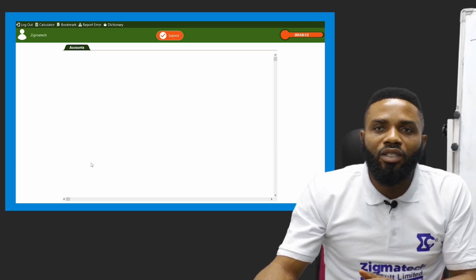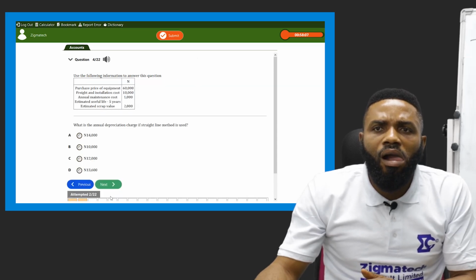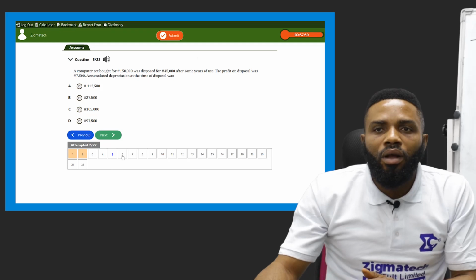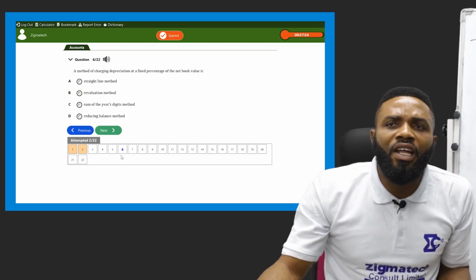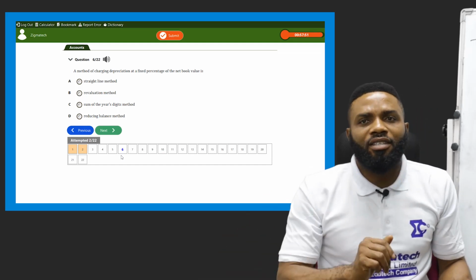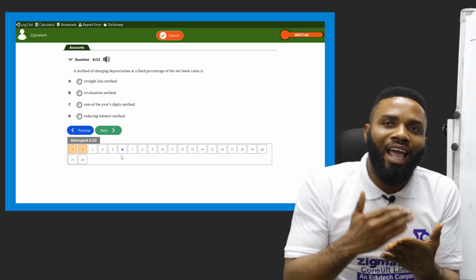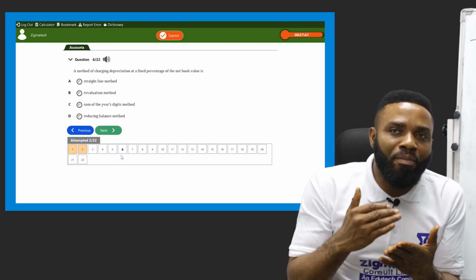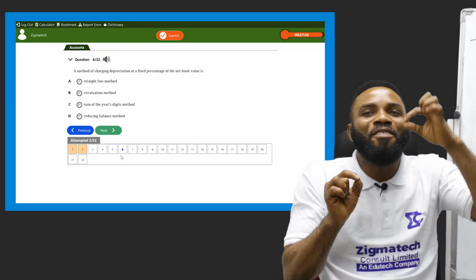And then let's look at the last question. All right, they say a method of charging depreciation at a fixed percentage of the net book value is dash. You see, I have said this earlier. A method of charging depreciation at a fixed percentage of the net book value is dash. Very simple. They say a fixed percentage.